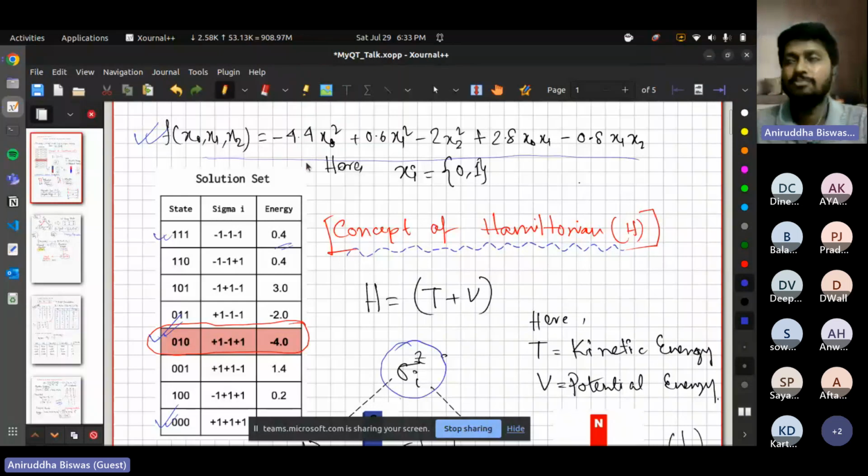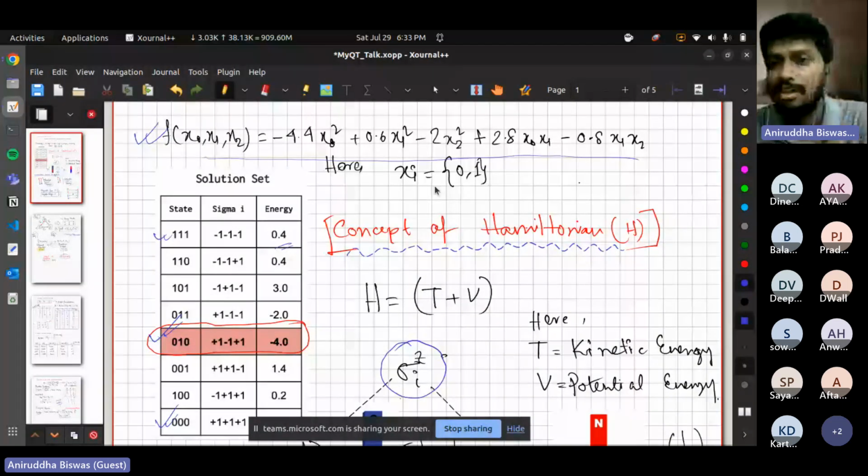I think the people here are coming from diverse backgrounds, so they may not have the concept of what exactly a Hamiltonian is, but I will try to give a brief idea of it. I think that will definitely help all of you to have some understanding. So a Hamiltonian is basically a mathematical structure which talks about the energy of the system.